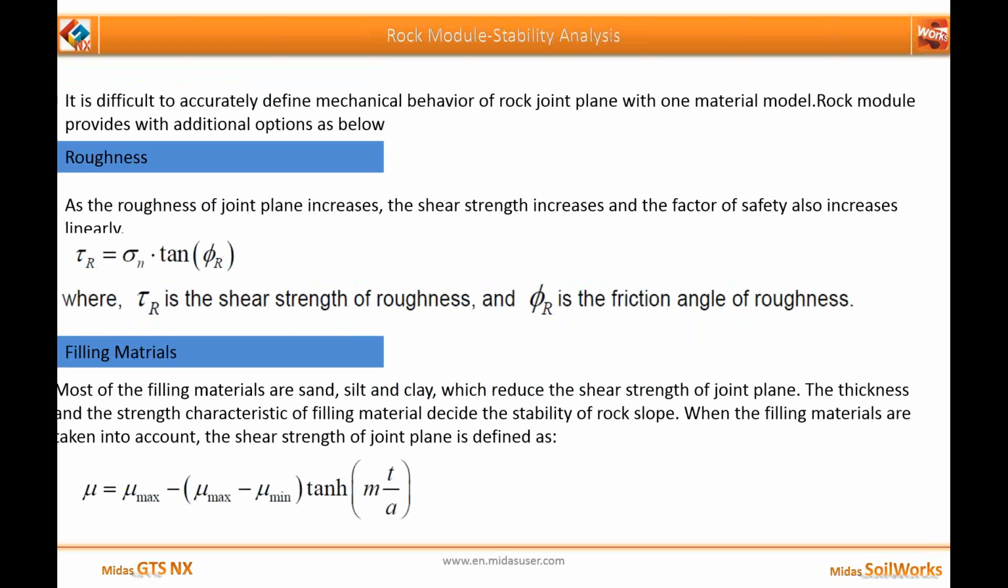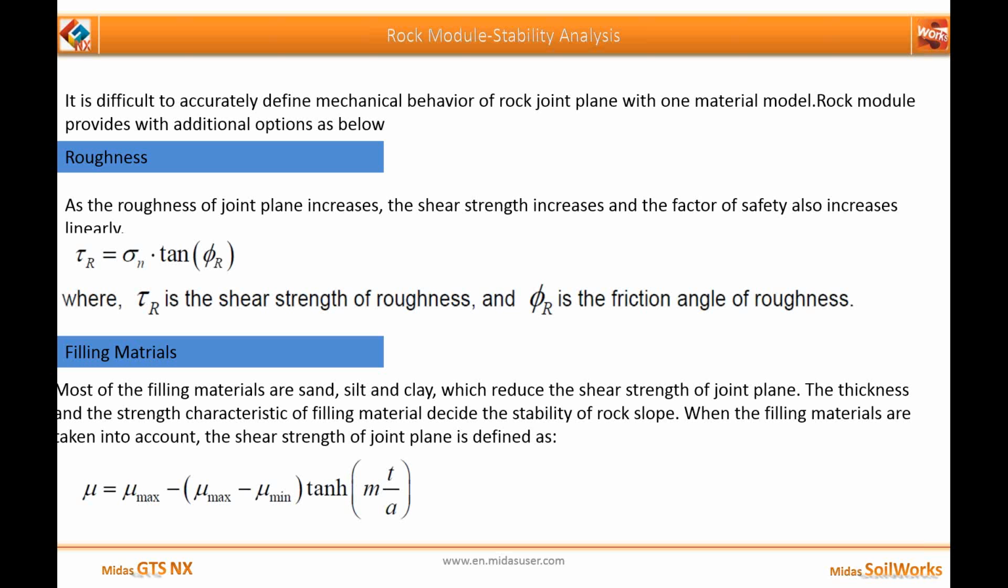Moving on, whenever we deal with rocks, it is very difficult to accurately determine the mechanical behavior of the rock joint plane with one material model. The rock module provides an additional option, roughness, because as the roughness of the joint plane increases, the shear strength and the factor of safety also increase. So this is how it is considered, where tau r is the shear strength of the roughness, sigma n is the vertical stress or the normal stress, and tan phi r is the friction angle of the roughness.